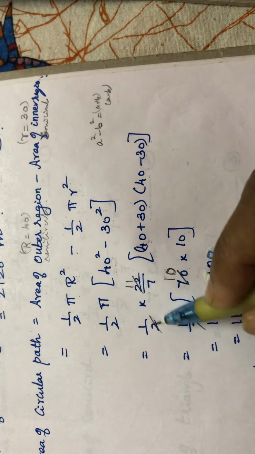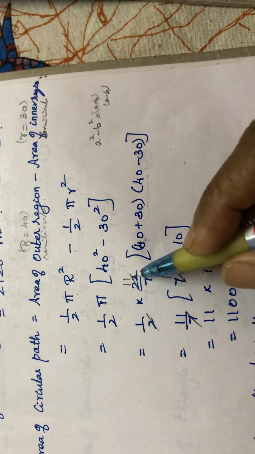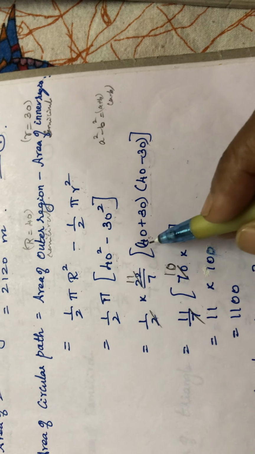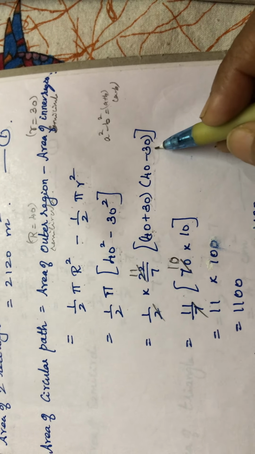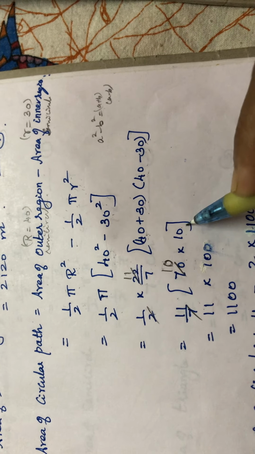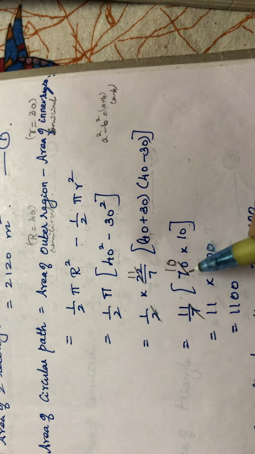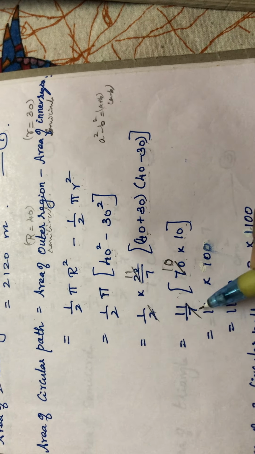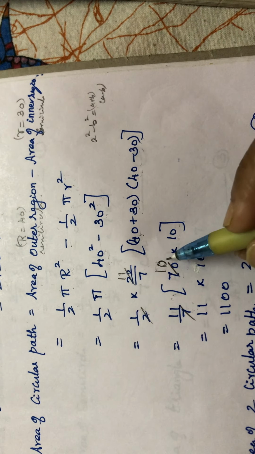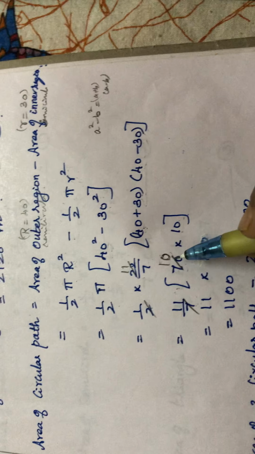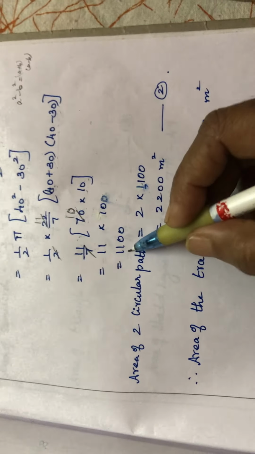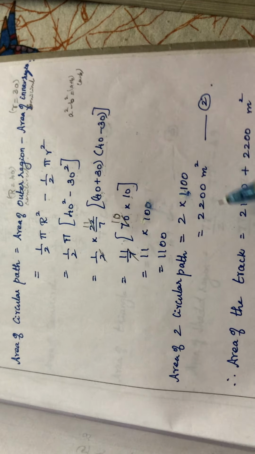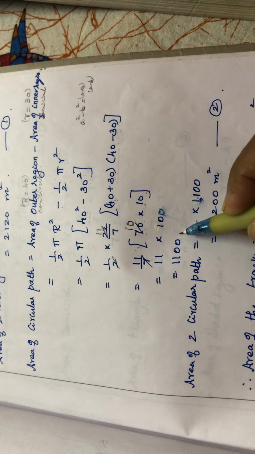Now this 2 and 22 I am cancelling, 11 is left. So 11 by 7. Here when I am adding 40 plus 30 I will get 70. Here 40 minus 30 I will get 10. Now this, when I am multiplying, I can cancel because it is multiplication only, so I am cancelling. 7 and 70 I have cancelled 10 times. Now 100 is this, here 11 is there. So 11 into 100 is 1100. For one circular region this is the value.